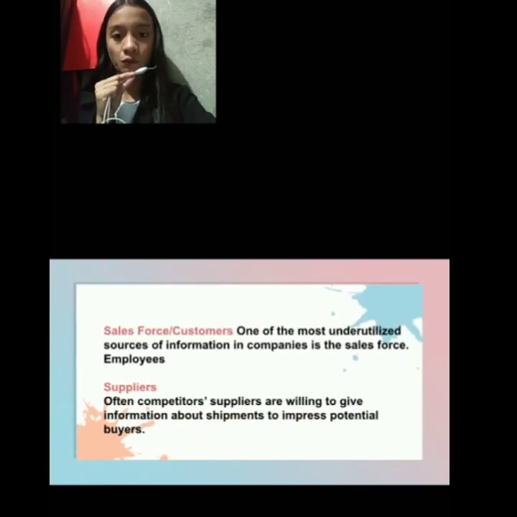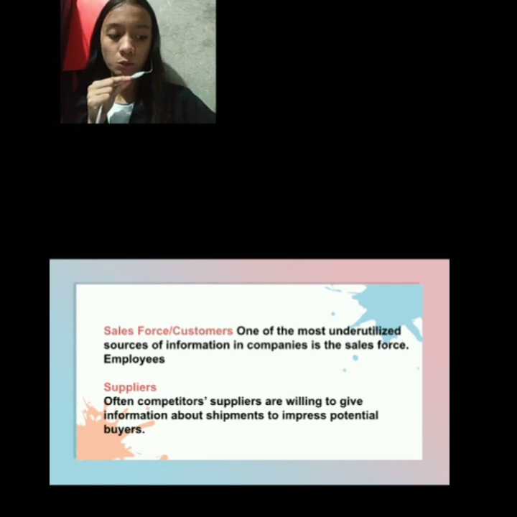First is sales force or customers. One of the most underutilized sources of information in companies is the sales force or employees. Sales force is also called salespeople. Salespeople are trained to sell and are also in an excellent position to find out recent competitor sales, pricing, and many other dimensions. Also, salespeople collect information on products.